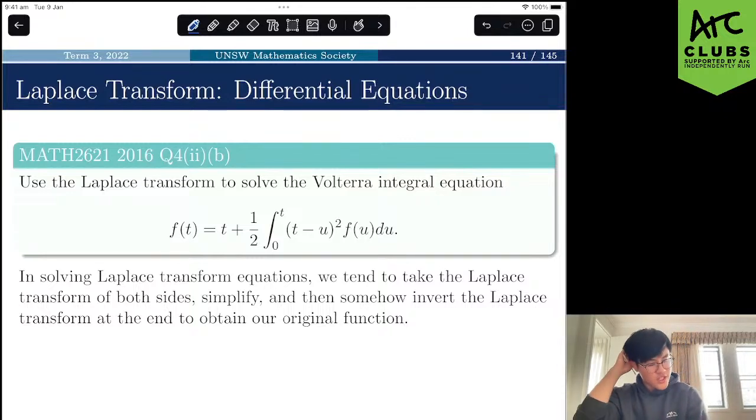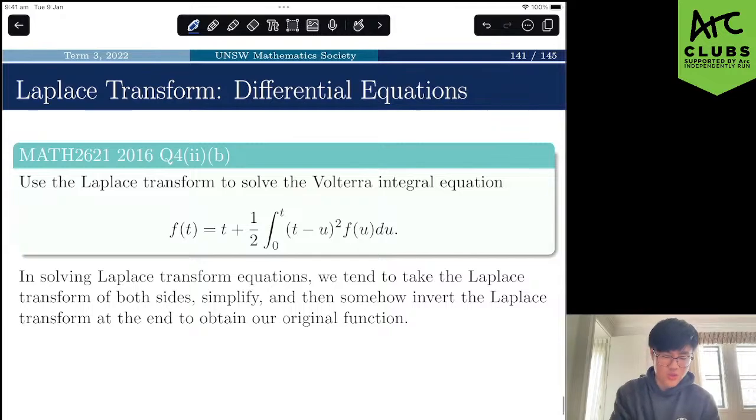And now we'll look at a practice question which puts all of this into use. So this question says: use the Laplace transform to solve the Volterra integral equation. All right, so this is our equation here. Obviously we need to use the Laplace transform, but it's not enough to just use it. We then have to invert it again, and then we solve for our original function.